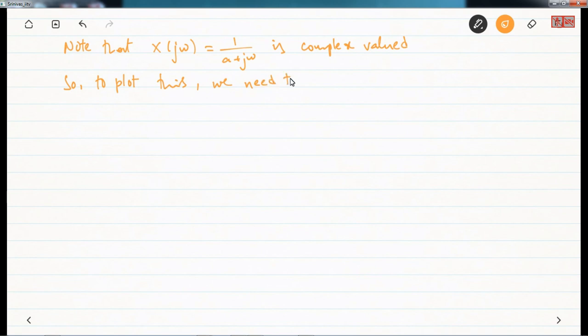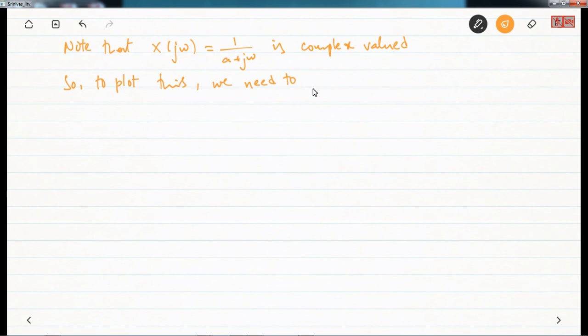we need to plot, say for example in your exams, if you are asked to plot the Fourier transform of a signal x of t. You can find the Fourier transform by simply applying the formula for x of j omega. But when x of j omega comes out to be a complex valued function, then you should have two plots in your answer.